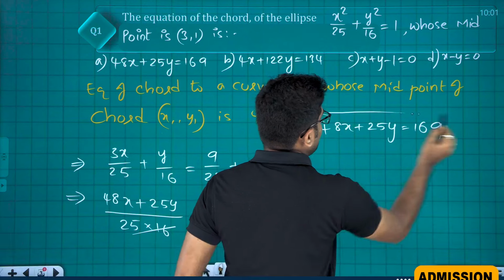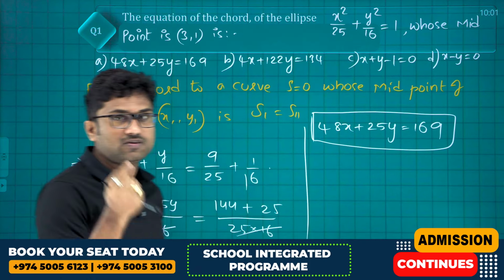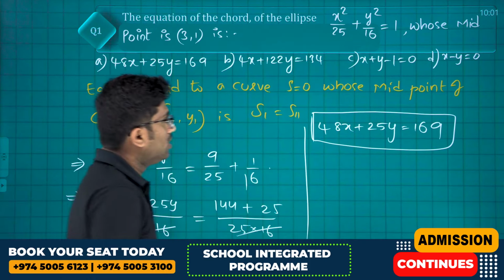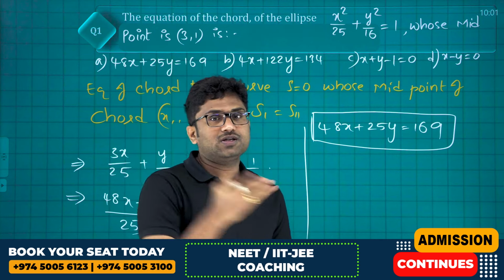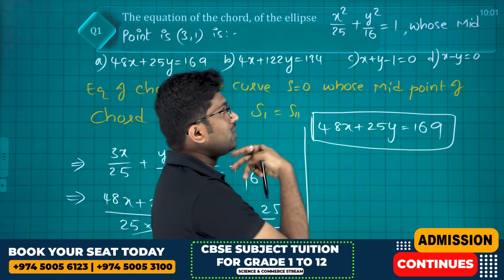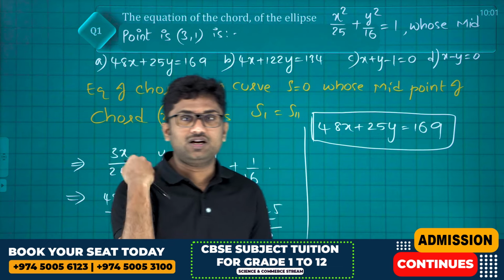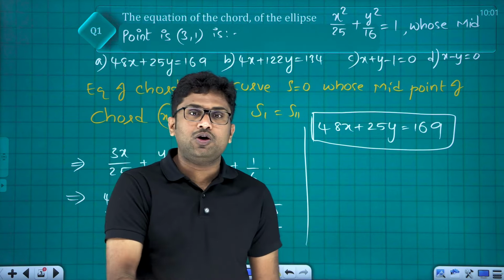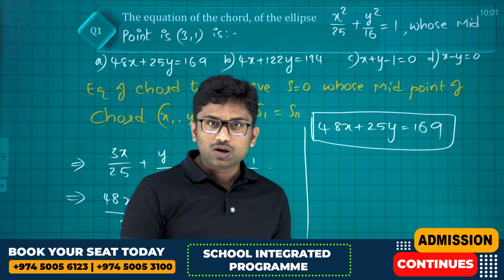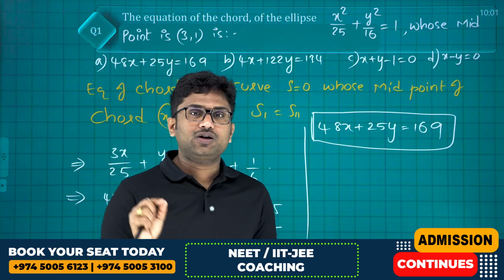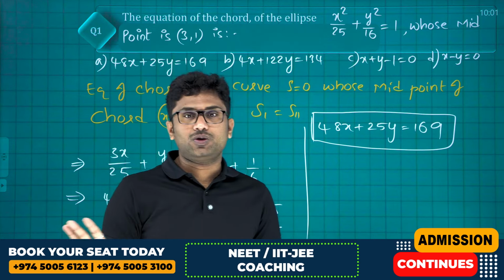Very simple question, friends, just based on a simple concept. Equation of the chord with the midpoint known is S1 equals S11. This is for any curve, either circle or ellipse or hyperbola or even parabola. For any curve, if the midpoint of the chord is known, S1 equals S11.